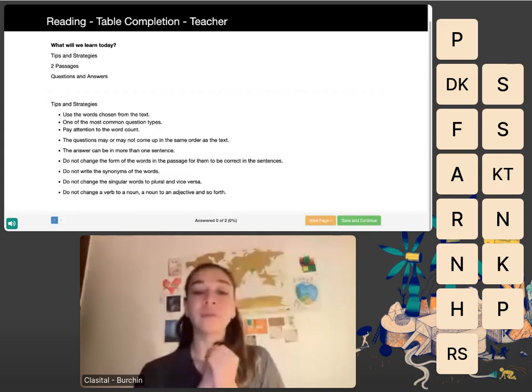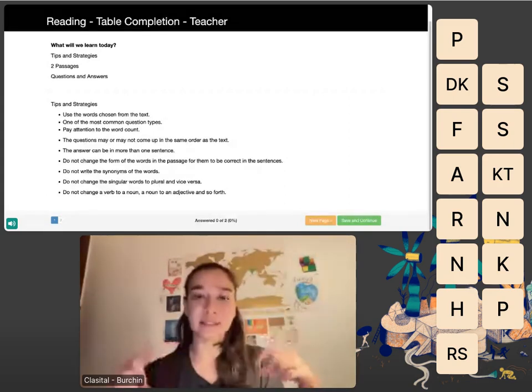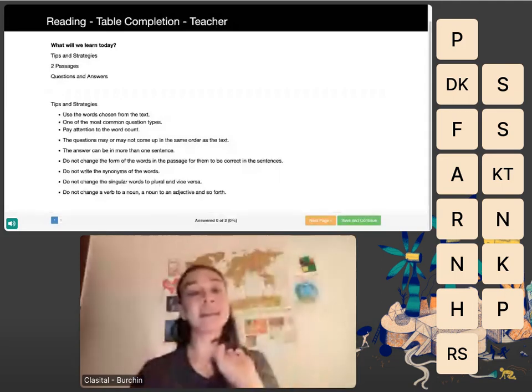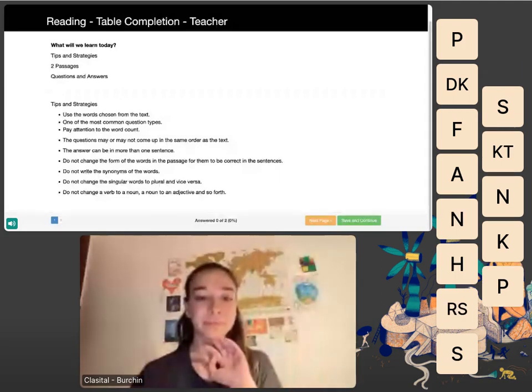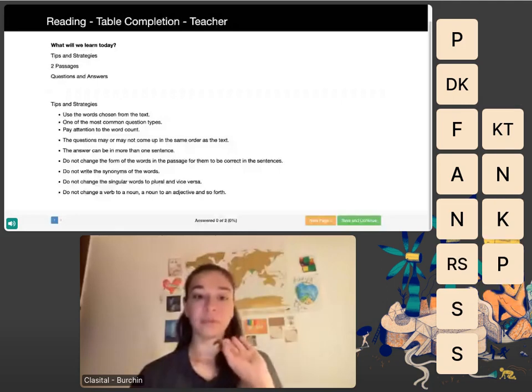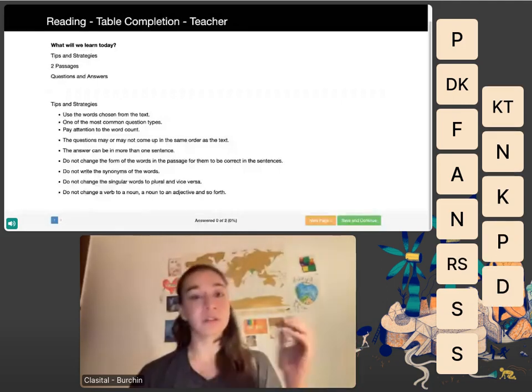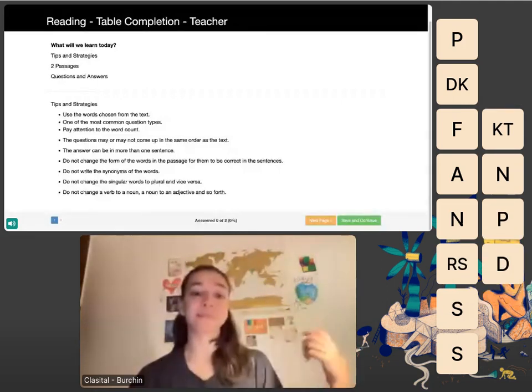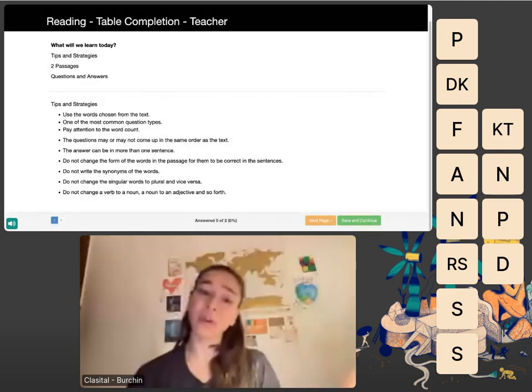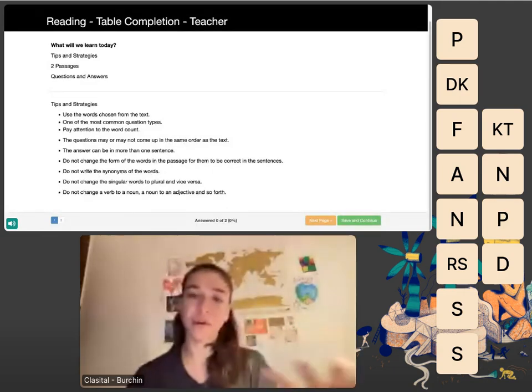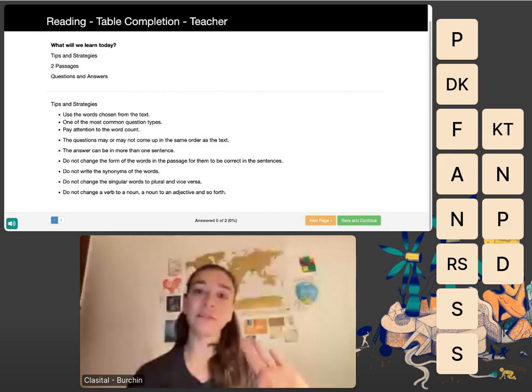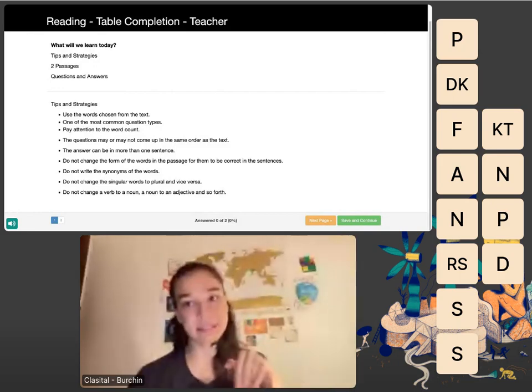Do not change the form of the words in the passage, because to be correct in the sentences, you should directly take the word and put it there. Do not write synonyms of the word. Do not change singular to plural or vice versa. And do not change a verb to a noun or an adjective, and so forth. So we are taking the words from the text.